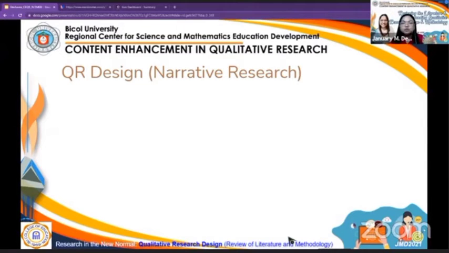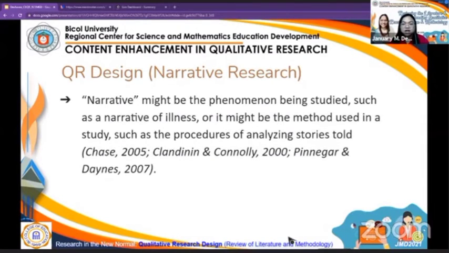Or you may want to look into the different methods that are actually used in the study. As presented by Chase, Clandinin, and Pennigar, this group of researchers, it could be the procedure of analyzing told stories. Of course, as a method or a design, it needs to begin with the experiences. And from those experiences, how were they expressed or told? So you are going to look into their narrative.